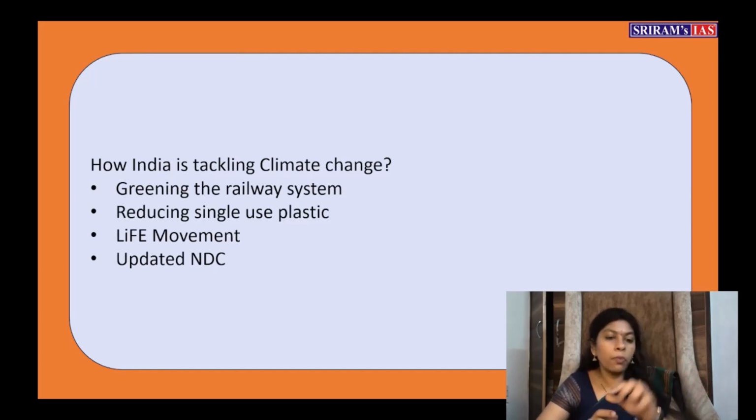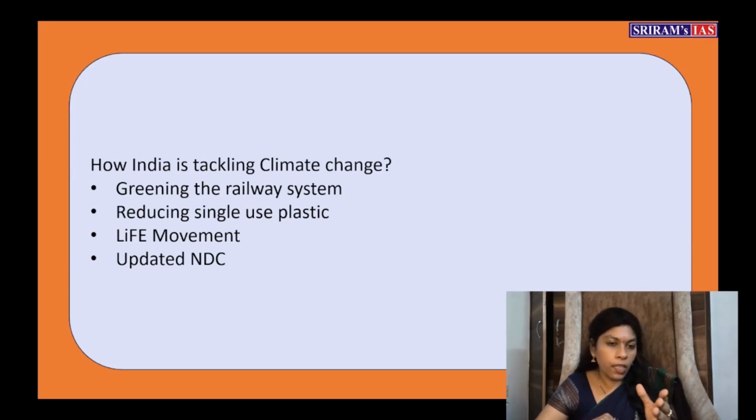Okay, so when I introduce it, I'll just give a small brief explanation about this, not an elaborate one. But when you are studying, you have to take an elaborate version of this. How are we going to tackle climate change? There are a lot of initiatives taken by India, but very few initiatives are very important.